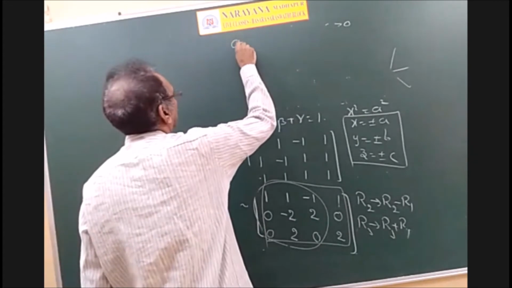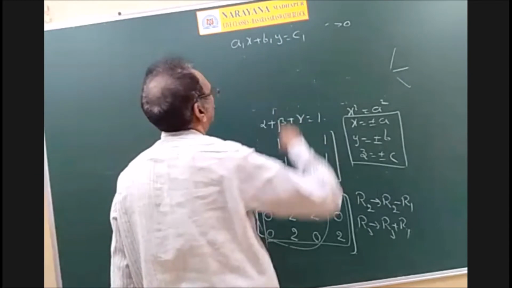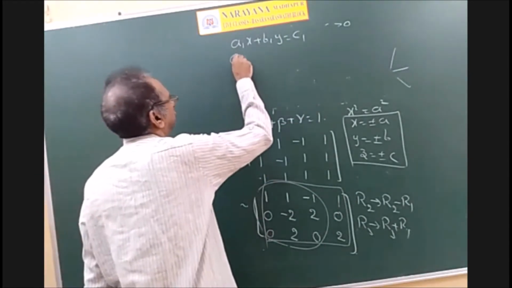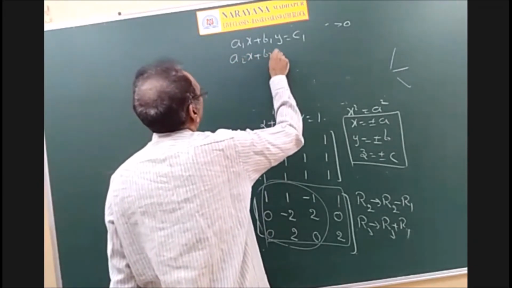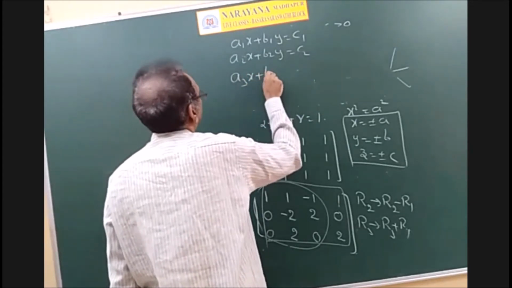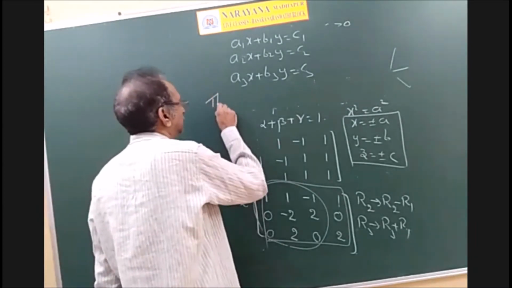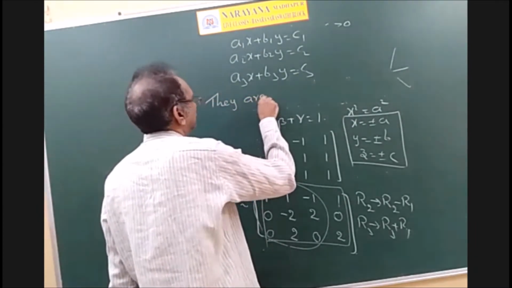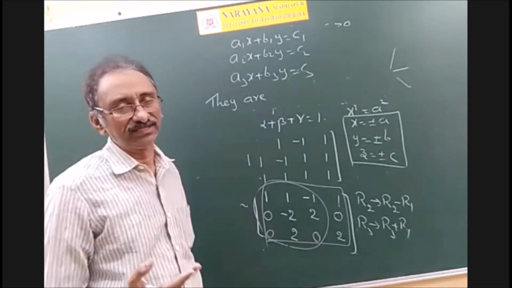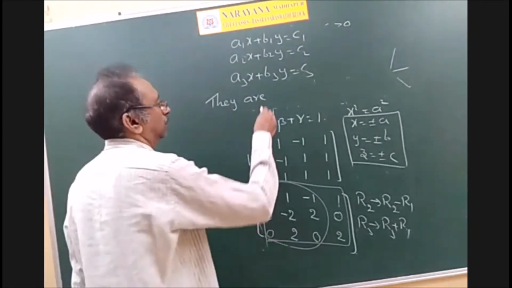a1x plus b1y is equal to c1. It is the equation of a straight line in 2-dimensional geometry. And a2x plus b2y is equal to c2. a3x plus b3y is equal to c3. So they are concurrent. Concurrent means meet at a point. If 2 straight lines meet at a point, we call it intersecting lines. But if 3 or more lines meet at a point, they are called concurrent.